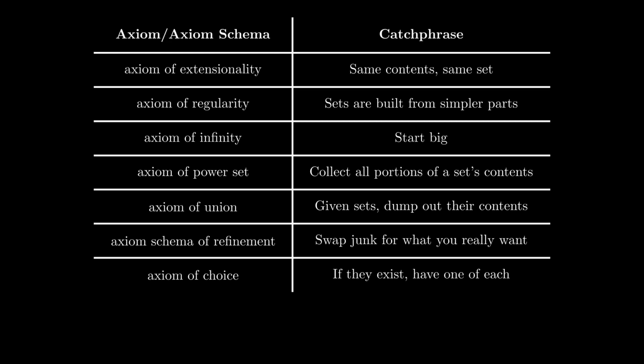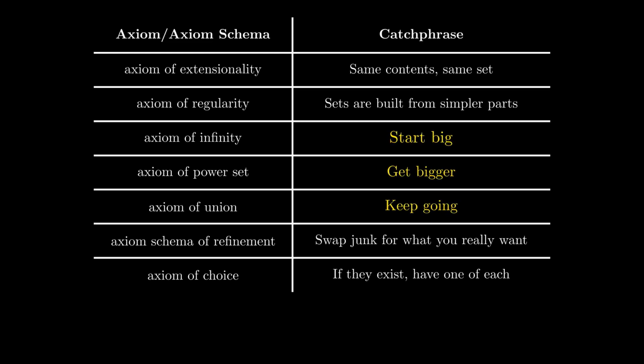I want to suggest an alternate catchphrase for the axioms of power set and union, but it will take us a while before we can justify this. If the axiom of infinity tells us we can start big, then the axiom of power set tells us we can get bigger, and the axiom of union tells us we can keep going. Together, these axioms allow us to build bigger and bigger sets, and then refinement lets us create the sets we actually want by replacing and filtering out the junk.